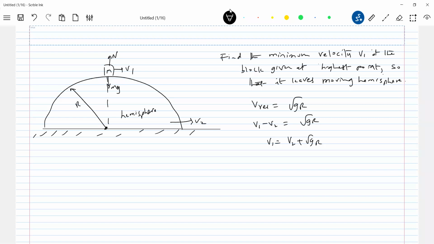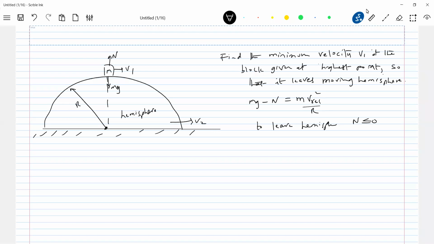From where am I writing this equation? I'm not writing this equation directly. What is the basic concept? mg minus N equal to m v relative whole square by r. I think you have to come from here, the concept. And to leave the circular path, to leave the hemisphere, what is the condition? N should be less than or equal to 0. From that, I'll get the minimum. So this will be mg equal to m. Now what is v relative? (v1 minus v2) whole square. So therefore, v1 minus v2 is equal to root gr, or v1 equal to v2 plus root gr.